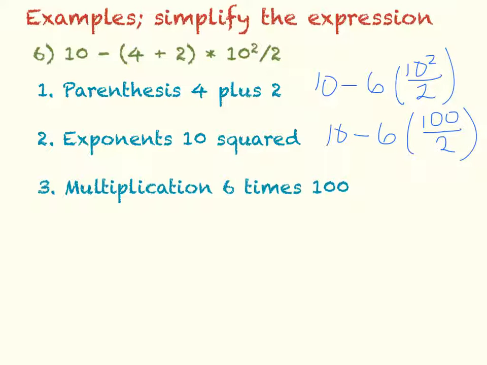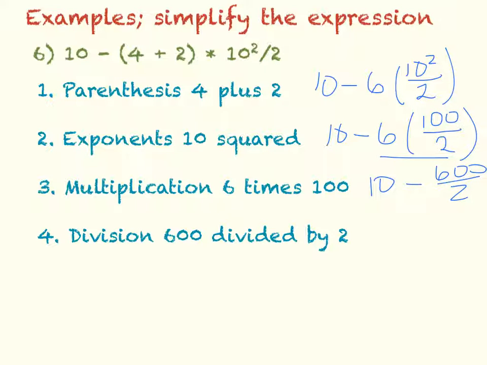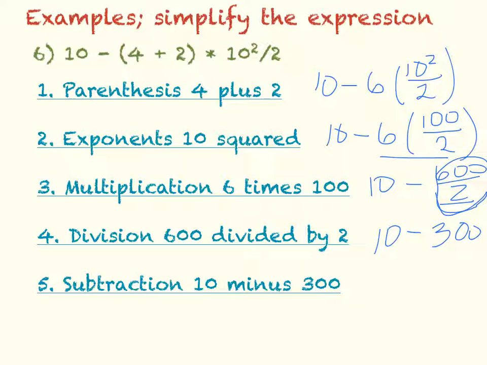Next, we have multiplication because we're going from left to right. So if we multiply 6 times 100, we get 10 minus 600 divided by 2. And the next step is to do the division part right there, the 600 and the 2. So 10 minus 600 divided by 2 is 300. 10 minus 300. And the final step is to do the subtraction, 10 minus 300, which is going to be a negative 290. And that's your final answer.